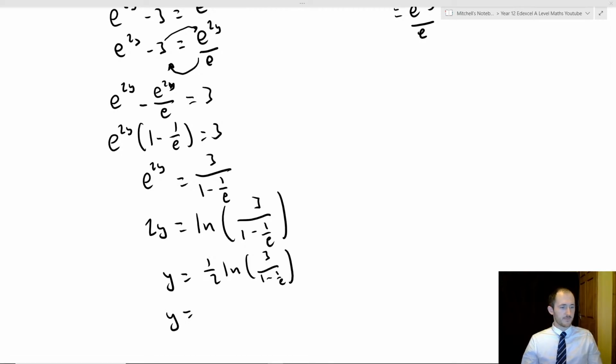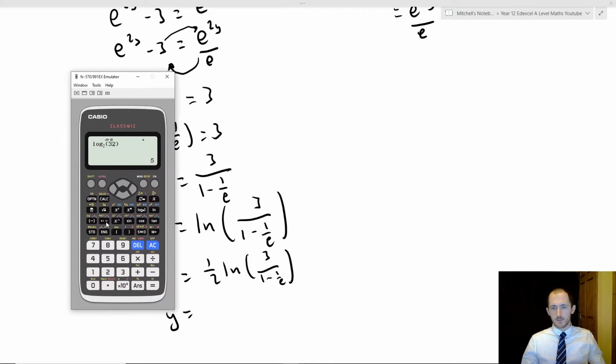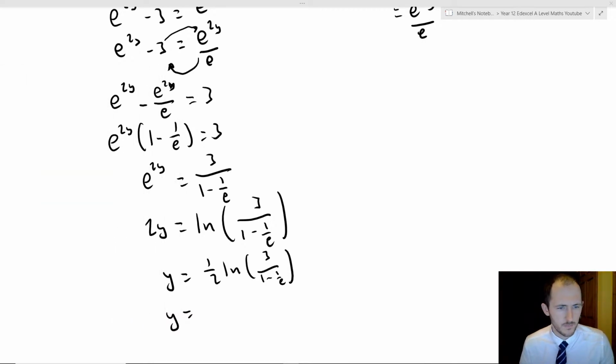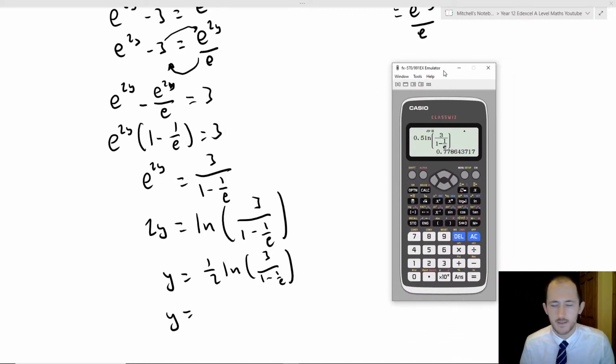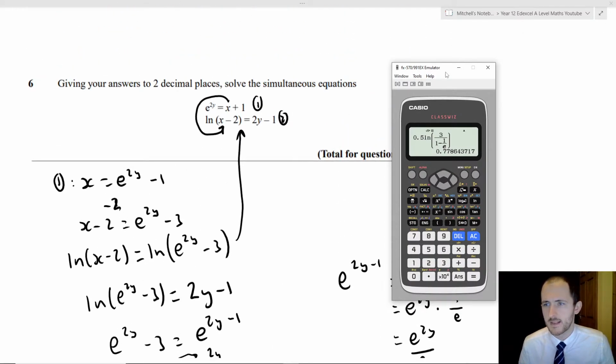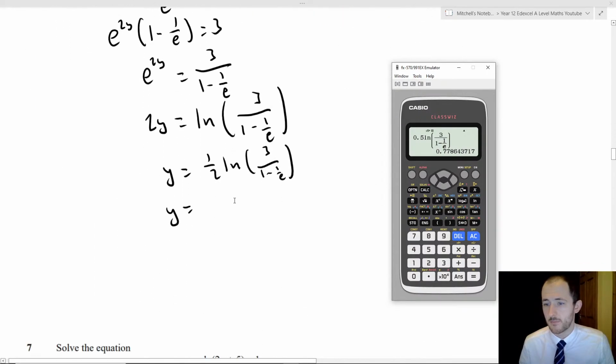Let's get our calculator out. So 0.5 ln, ln is this button here, 3 over, so 1 minus alpha e. Whoops, that's not even right. That's 1 over alpha e. And yeah, 0.7786. So does it tell me how many decimal places? To 2 decimal places, so that'd be 0.78.